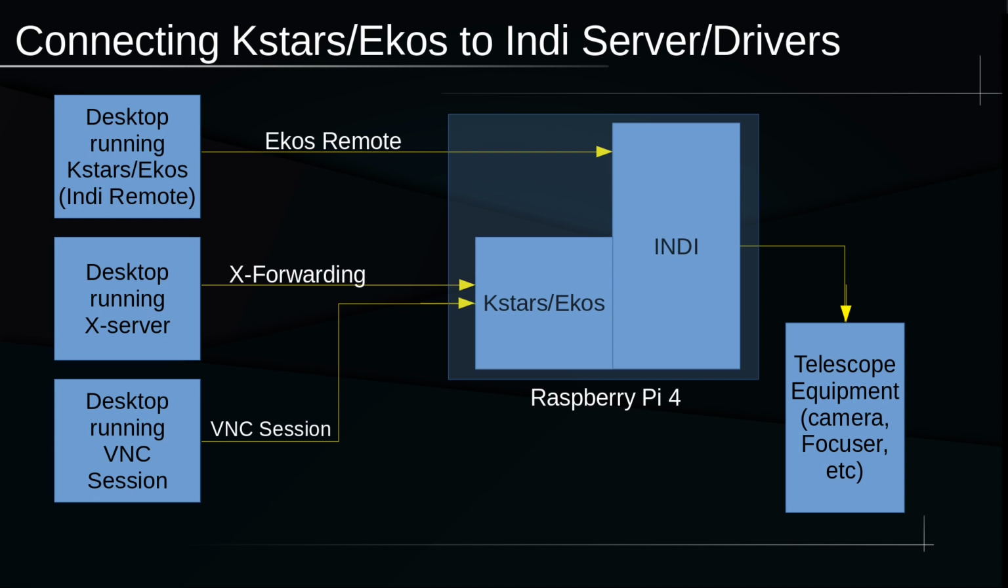Now the second block shows that the desktop is running an X server, and this is done by using SSH X forwarding. In this connection, you're actually bringing up Kstars and Ekos as an application and talking directly to the Indi drivers on the Raspberry Pi and then communicating to the equipment. All of the applications are running on the Raspberry Pi 4, and the desktop is just getting the display information.